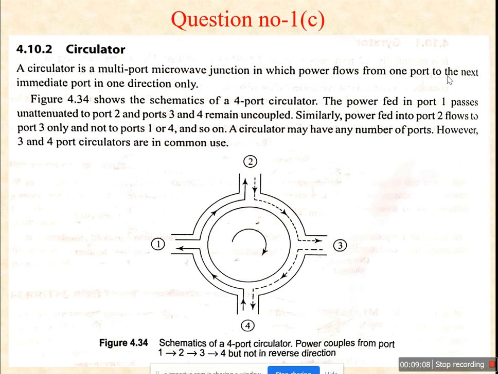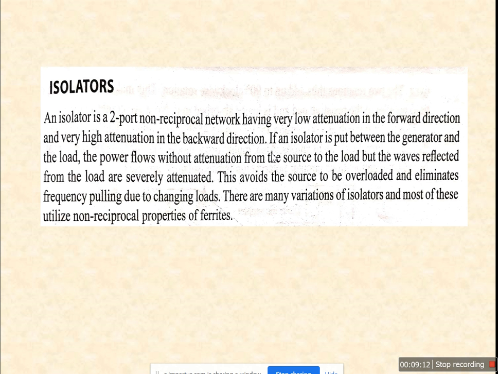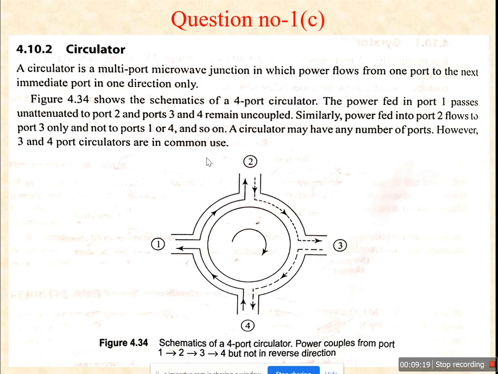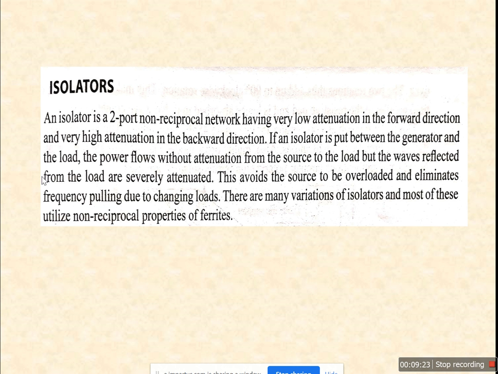In a circulator, power flows from one port to the next immediate port in one direction only. Here it is also similar: the isolator is a two-port non-reciprocal device, and the circulator is also a passive non-reciprocal device. Non-reciprocal means it provides transmission from A to B but not from B to A. The power flows from A to B, but at the same time the power does not flow from B to A.